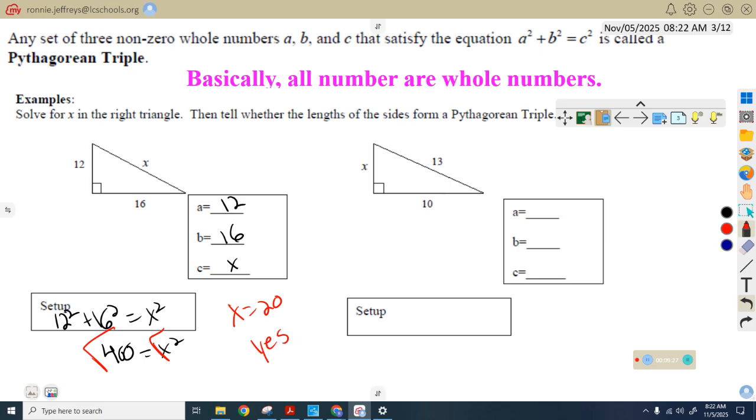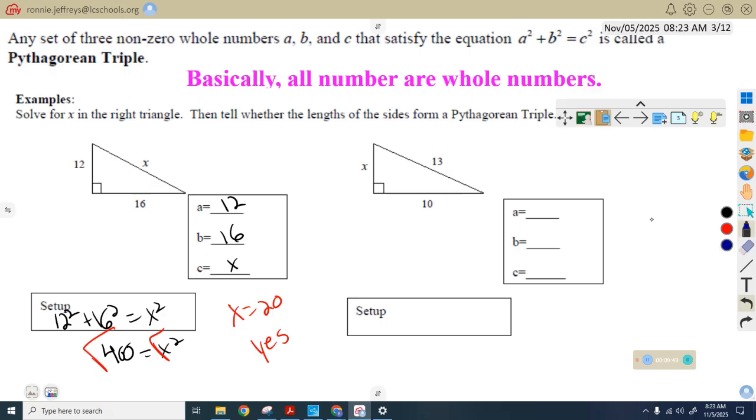Okay. You won't really have stuff like this on the test. So not a whole lot, other than find this missing length, is the triangle a Pythagorean triple? Yes, no. Okay, it's not going to be like a whole section of this. That would be redonkulous.